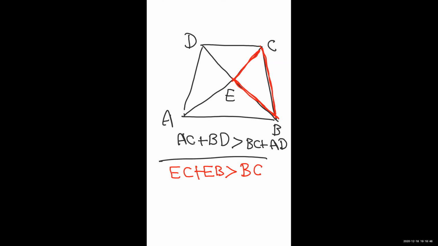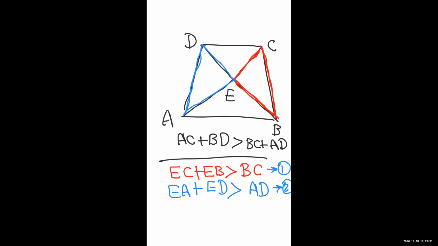Then, in the other triangle, the opposite one, EAD, EA plus ED is greater than, of course, AD. Are we clear? This one is relation number 1, and this one is relation number 2.